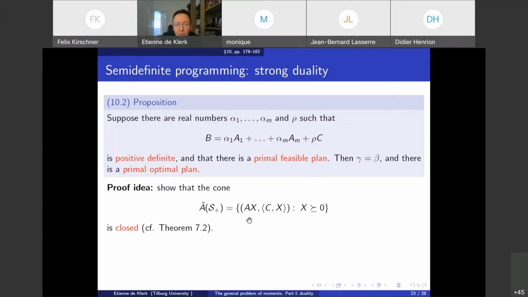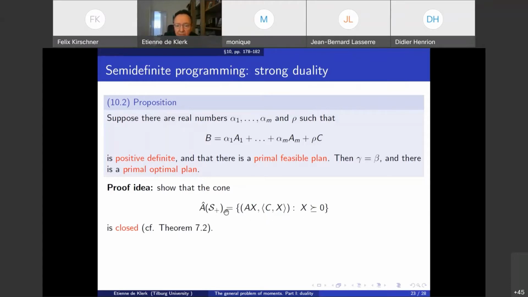And this A hat had two parts. It had this part with the A operator for the primal constraints, and it had this objective part. So this cone, which was this linear image of the positive semi-definite cone, had to be closed. The nice thing now is that we're working in finite dimensional space, so we don't really have to think hard about the topology. It's just a standard topology.